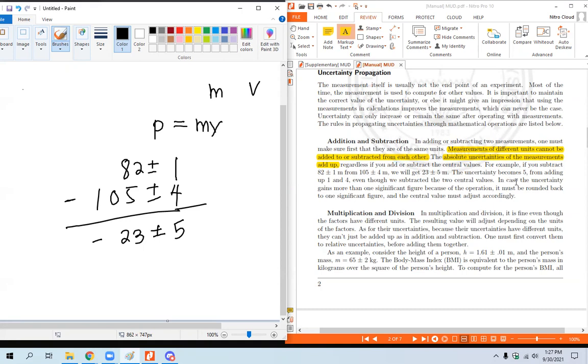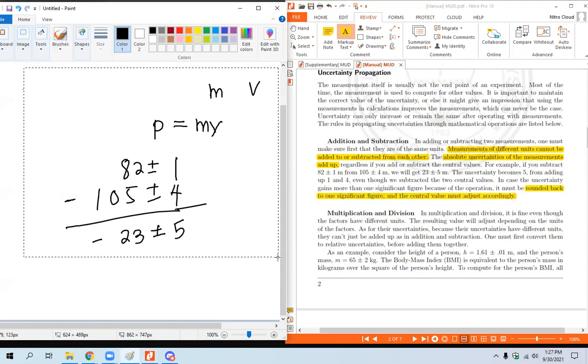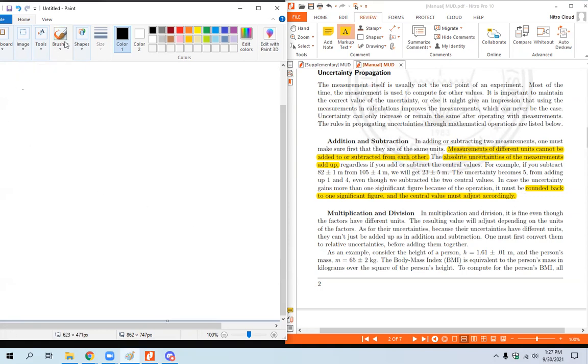So in the case that uncertainties gain more than one significant figure, i-round off mo lagi yan and adjust the central value accordingly. Normally, if you want to do this rounding off, gawin nyo lang lagi sa last step yan para hindi mag-propagate ang error because it can propagate just like your uncertainty.